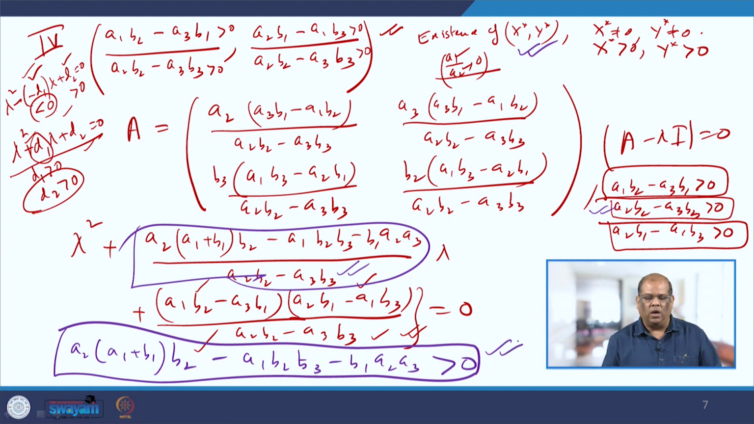So, when you do the numerical solution, when you choose your AIs and BIs, you have to be careful that this particular condition is satisfied, only then you get the system to be stable. Now, so much about the theory, let us look into the numerical solutions.